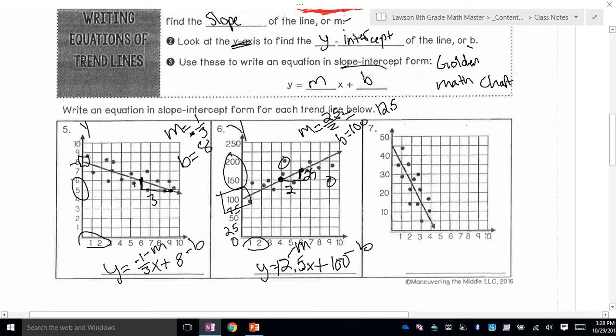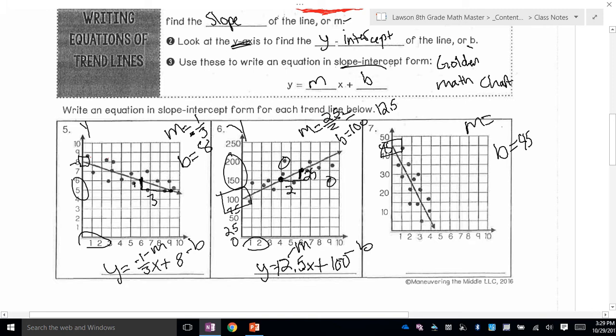Still looking to write an equation, I'm going to have a slope and a y-intercept. I'm going to check my y-axis to find my y-intercept. I'll have to see what they're counting by. It looks like 5, 10, 15, 20, 25, 30, 35, 40. Looks like that y-intercept is going to be at 45. So my b will equal 45.